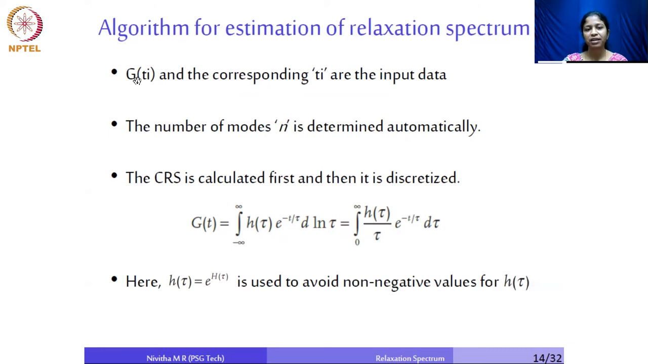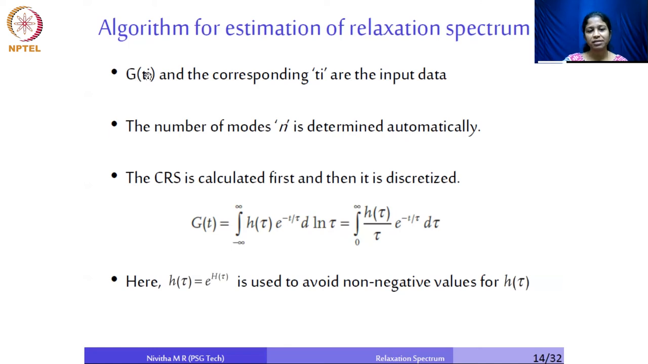If I do an experiment for 600 seconds, let's assume that I'm collecting data every 1 second, so I would have 600 data points. The G of t value and the corresponding Ti value are the input data here. The number of modes is computed automatically. This particular routine is from a computer program given by Takei and Schanberg. They have developed a routine and the associated code to compute the relaxation spectrum from your dynamic modulus data or stress relaxation experiment. I am explaining the routine associated with that.